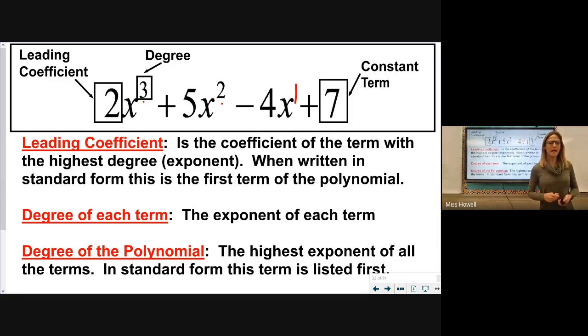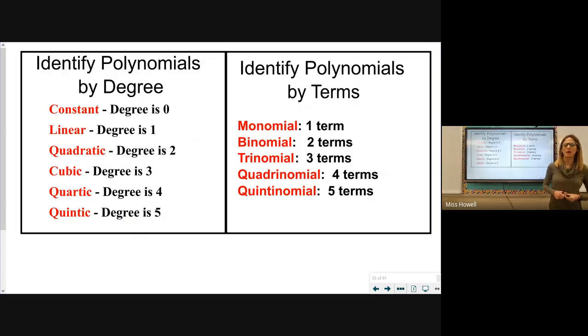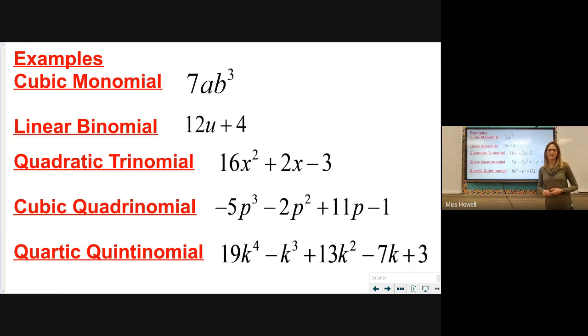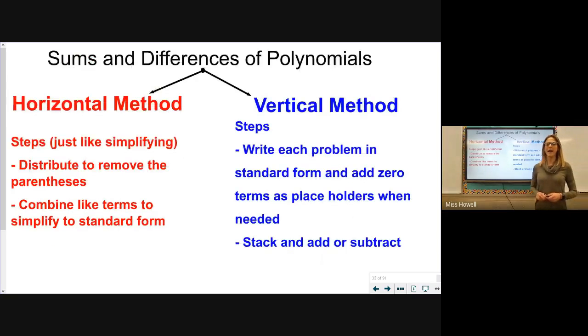We also looked at how to properly name these polynomials based off their degree amount and the number of terms that they have. These are key vocabulary words that you need to be reviewing. I assume that most of them are new to us, so please make sure that you're taking some time in reviewing that vocabulary.